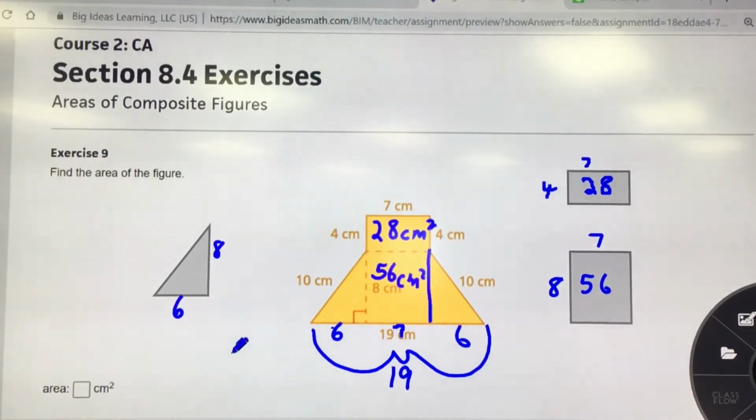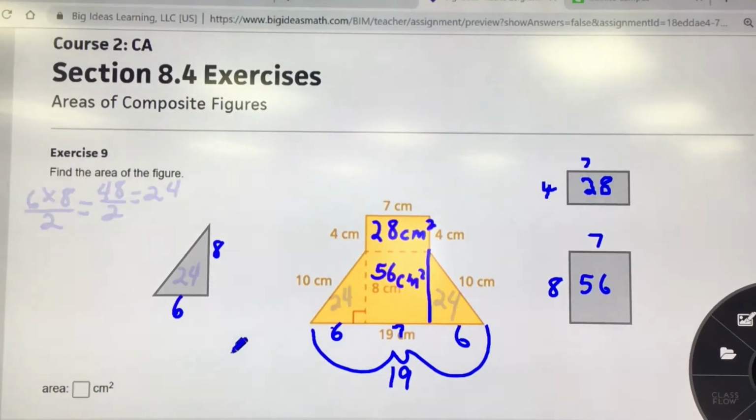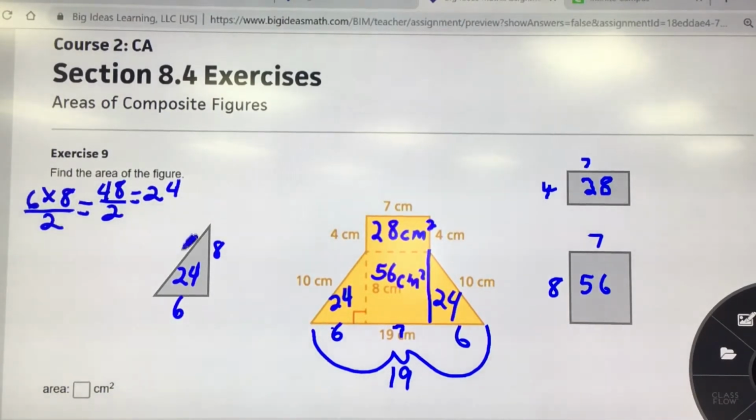So now we're going to figure out the area of the triangle. All right, so now we find the area of the triangle by multiplying base times height, 6 times 8, and dividing it by 2. So here's my work for that. 6 times 8 is 48. 48 divided by 2 gives me 24. Therefore, the area of the triangle is 24 centimeters squared.